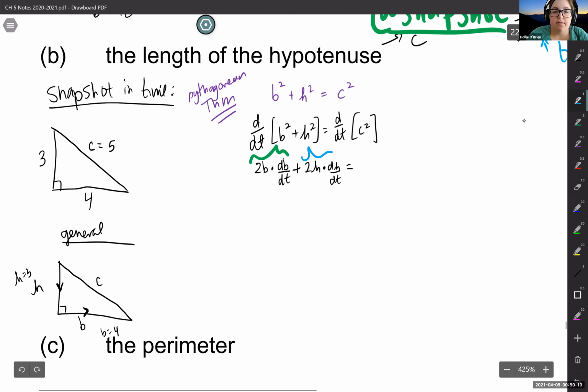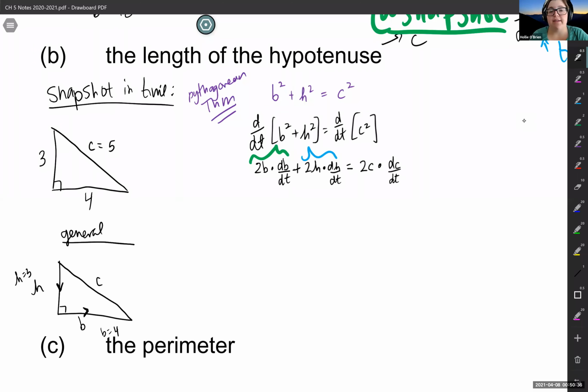Maybe that's helpful. And lastly, you know what's coming up. The derivative of c squared is going to be 2 times c. And then we have to take into account how is our hypotenuse changing with respect to time. So because we're taking the derivative with respect to time, none of these variables is t. So we have to tack on, well, how is that variable changing with respect to the one we're taking the derivative with respect to? Wow, that's a lot of words.